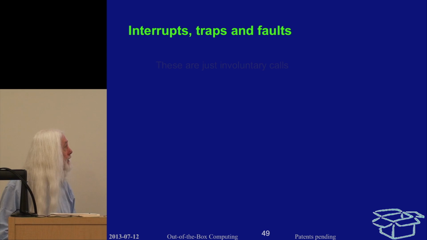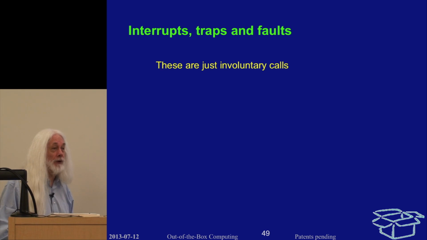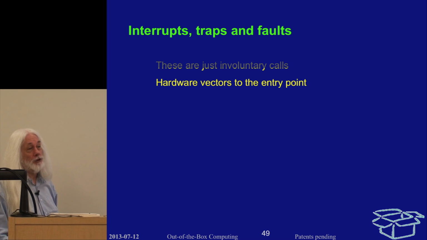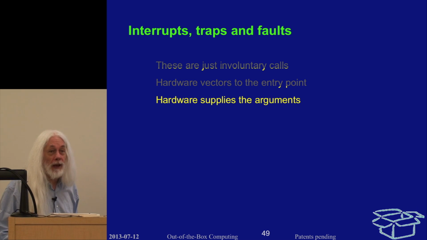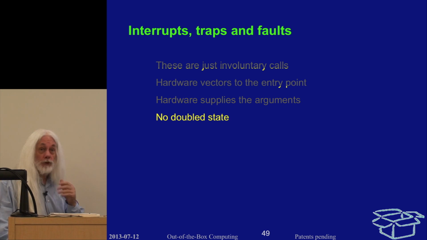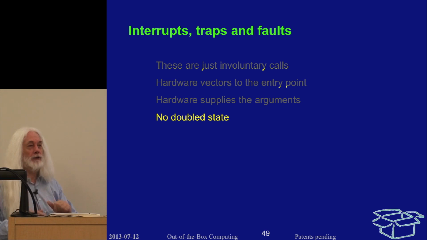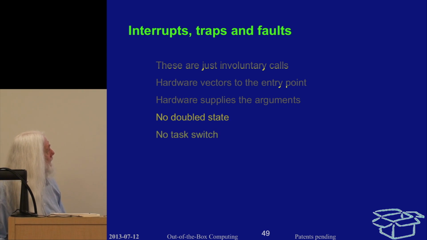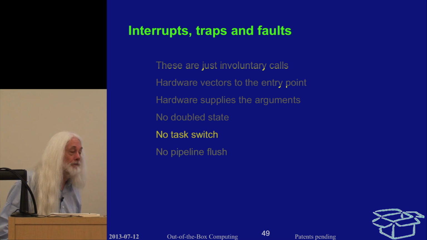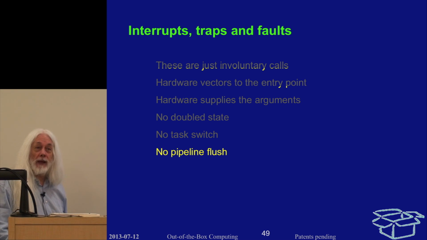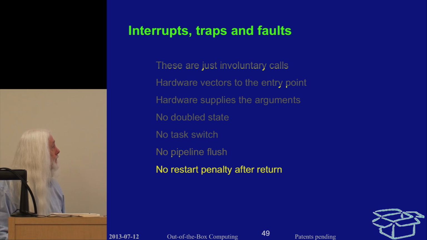It is implemented exactly the same way. They're just involuntary calls. The hardware vectors to the entry point. The hardware supplies arguments in the interrupt vector handler's belt. The handler arrives, and there's all its arguments supplied by the hardware. There's no doubled state. We don't have to have a whole set of registers for the interrupts and another whole set of registers for the application. There's no task switch. We don't have to flush the pipeline, just like a call. And there's no restart penalty after the return.